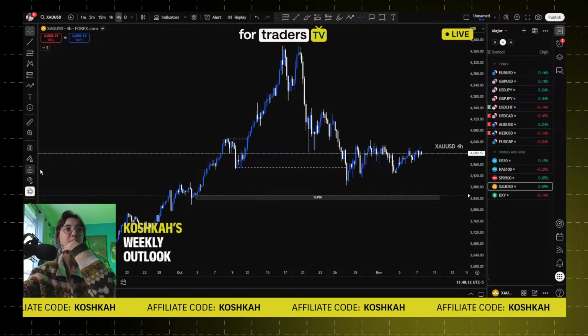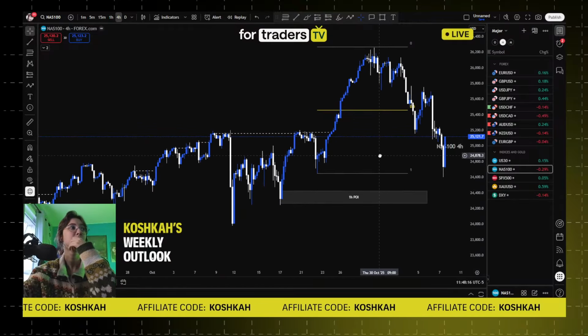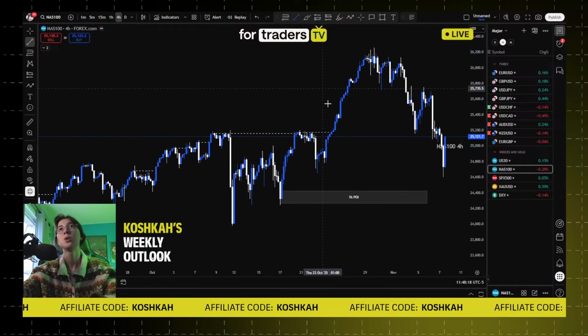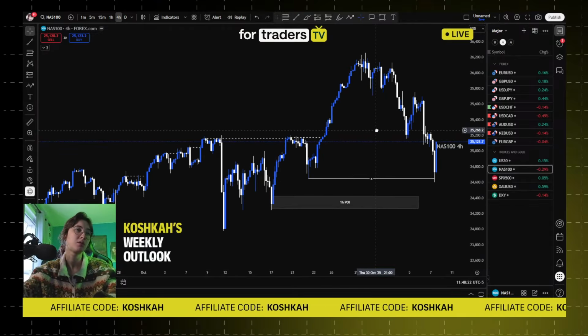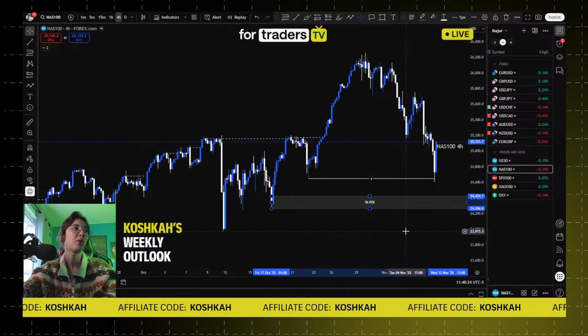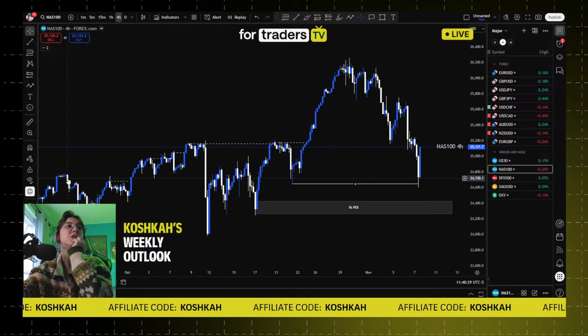So let me see, can you take a look at NAS? So yeah, NAS is exactly right here. This is what's going on according to my strategy. We just had a liquidity sweep right now on NAS, to be honest. And we're having this POI below, so if we go back down, it could be interesting to look for a reaction.